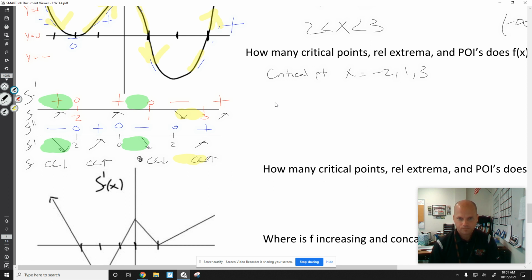Relative extrema. X equals 1 is a max. X equals 3 is a min. Why? F prime changes signs at those locations. We have one of these neither situations. It's a critical point, but it's not a max or min. Points of inflection, we change concavity at -2, 0, and 2.